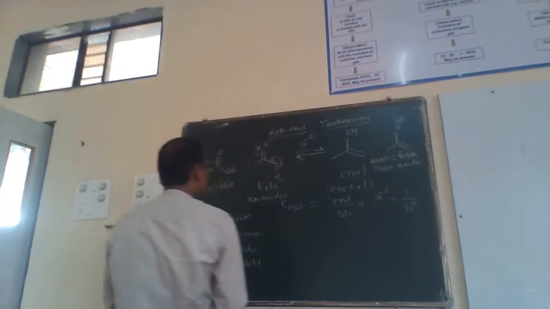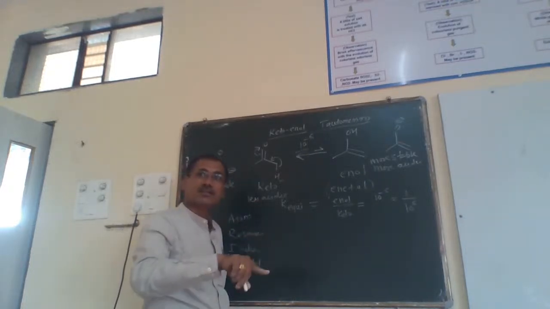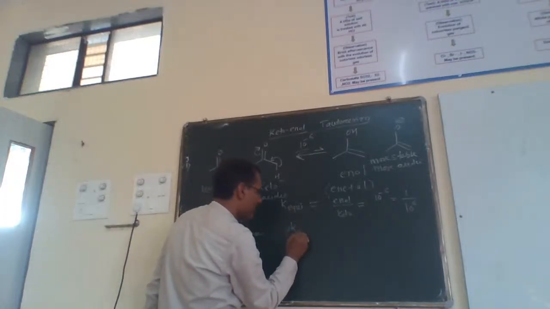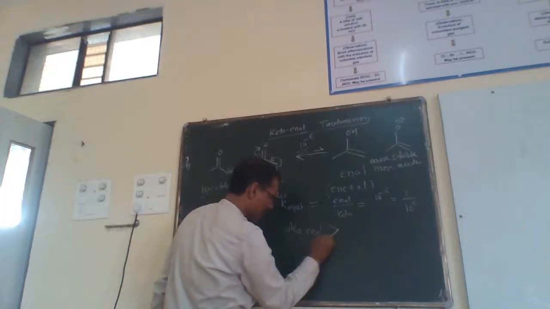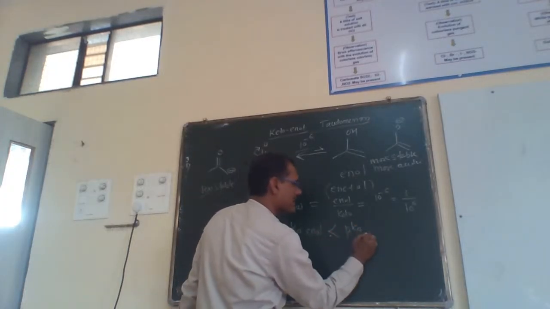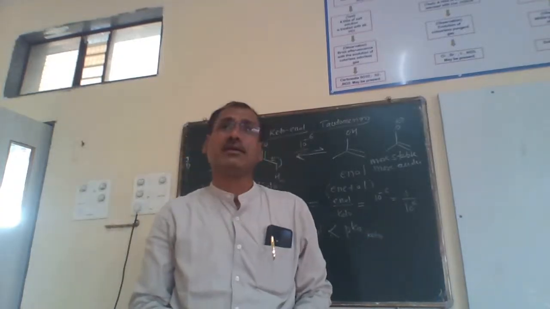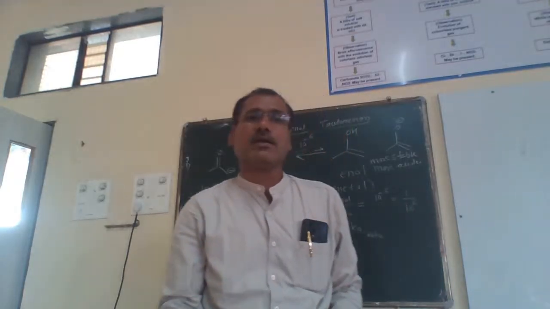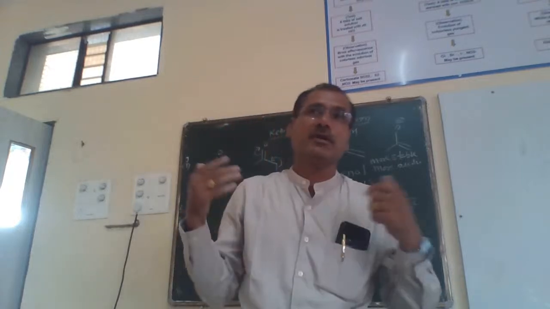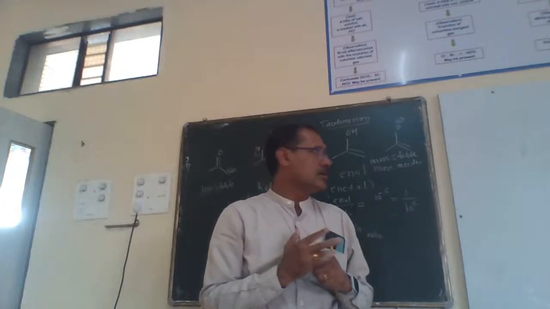In other words, acidity is expressed in terms of pKa. Smaller the pKa, stronger is the acid. So the keto form has a higher pKa than the enol form. Okay, so with this background of enolization, we will proceed further and try to understand what are the factors that favor keto form or enol form.